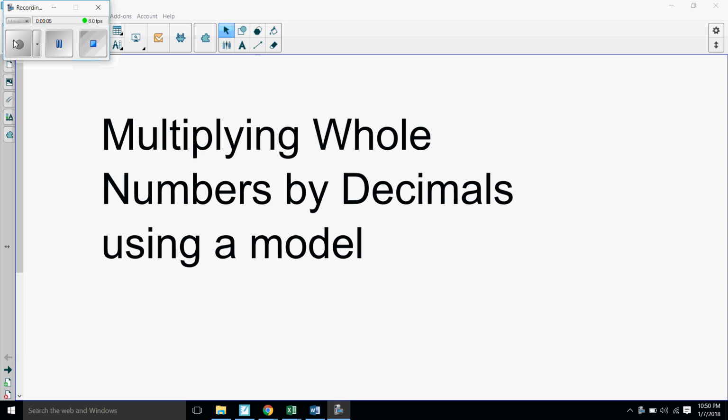Lindy here, and today we're going to be multiplying whole numbers by decimals, but we're not going to use a standard form like the old way, like I learned or like your parents learned. We're going to be using a model.